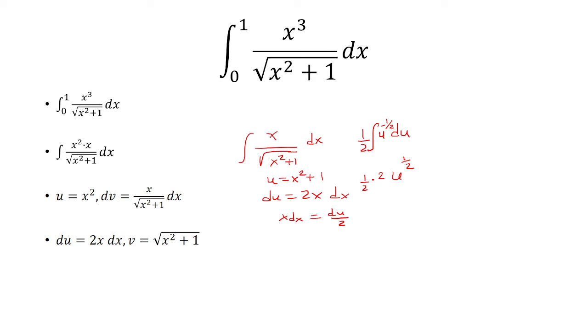And so the 2's are going to cancel. We have square root of u, which is just square root of x squared plus 1. So that's v. Now we do uv minus integral v du. And so this is what we have.